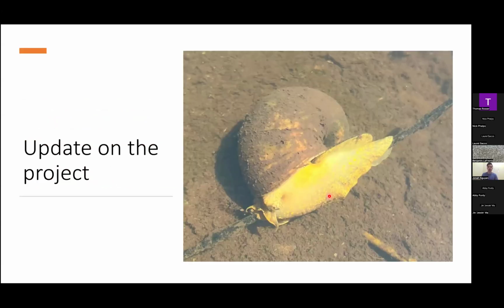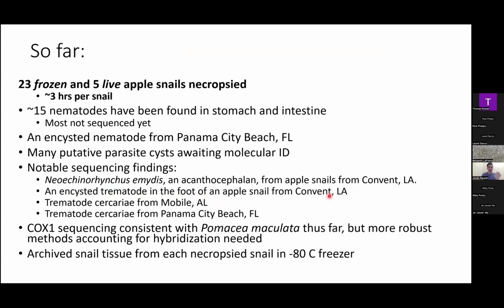So a huge chain. Here's an update on the project right now. I've got to go fast, I don't have much time left, but I've necropsied about 27 snails. It doesn't sound like a lot, but it takes about 3 hours per snail. So this is more of the general parasitology breakdown of what's inside the snails.